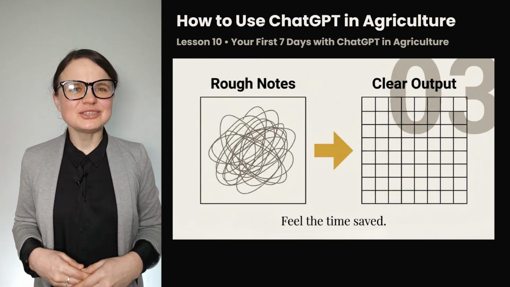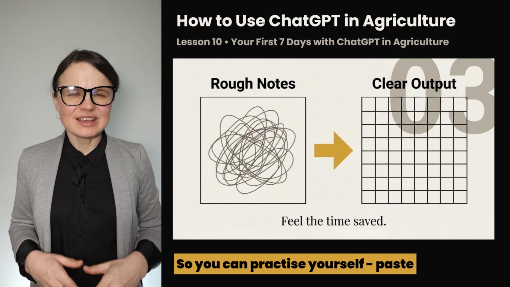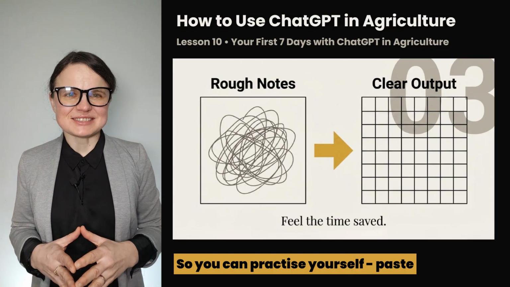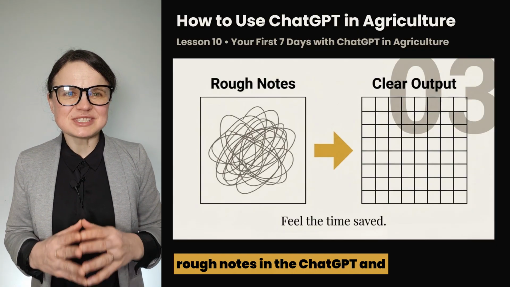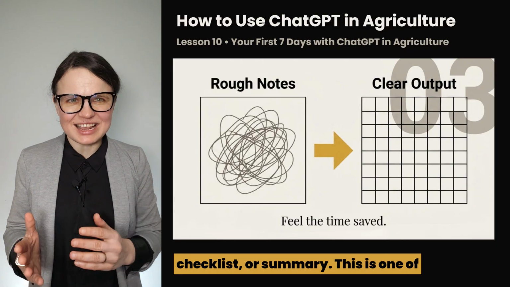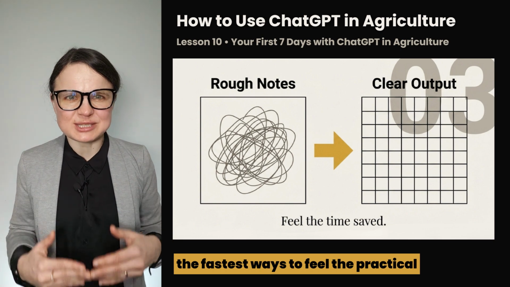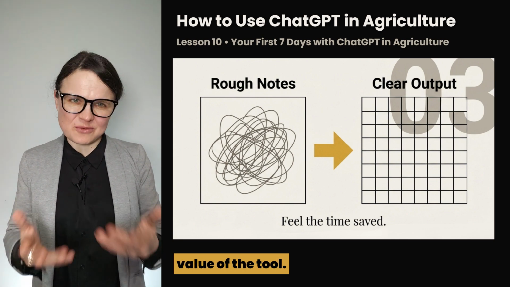Day 3. Turn one messy note into a clearer output. So you can practice yourself. Paste rough notes into ChatGPT and ask it to produce a clean report, checklist, or summary. This is one of the fastest ways to feel the practical value of the tool.